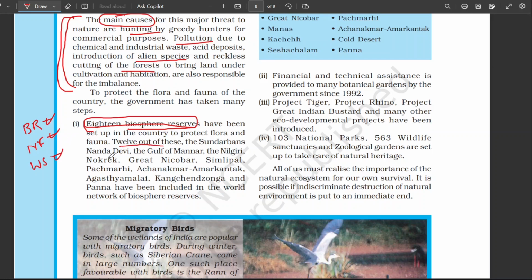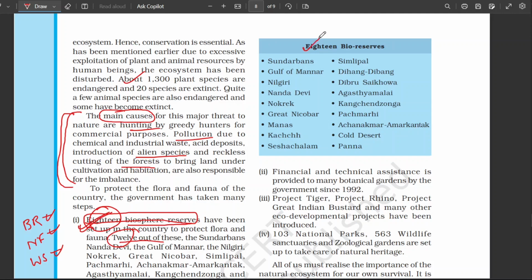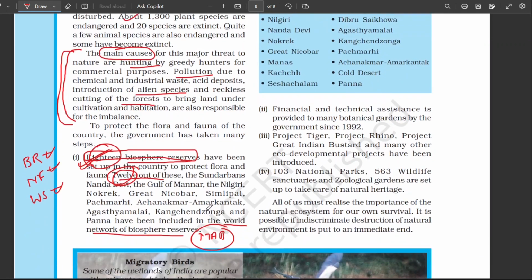12 out of these, the Sundarbans, Nanda Devi, Gulf of Mannar, Nilgiri, Nokrek, Great Nicobar, Simlipal, Pachmarhi, Achanakmar-Amarkantak, Agastyamalai, Kanchenjunga, and Panna have been included in the World Network of Biosphere Reserves, MAB, that I was talking about earlier. So you can further update the list. This might be an old list. So see if new additions have been made to any list, either in these 18 or in these 12. So 18 biosphere reserves are declared by the Indian government, and 12 have been recognized by the International Man and Biosphere Program.